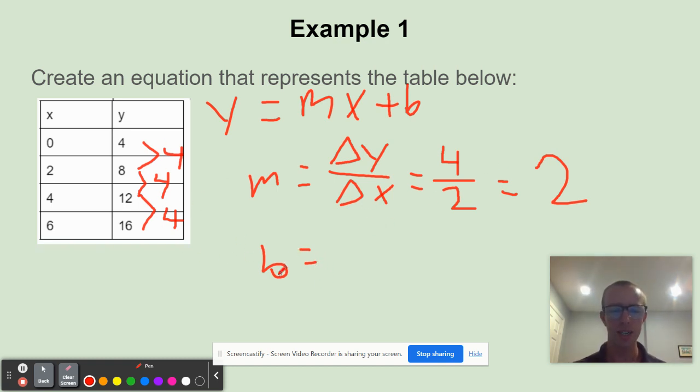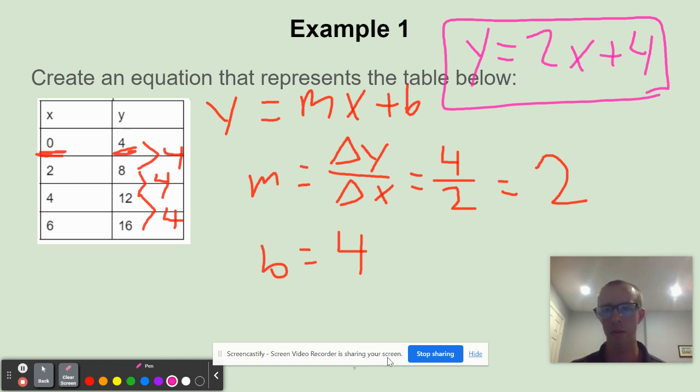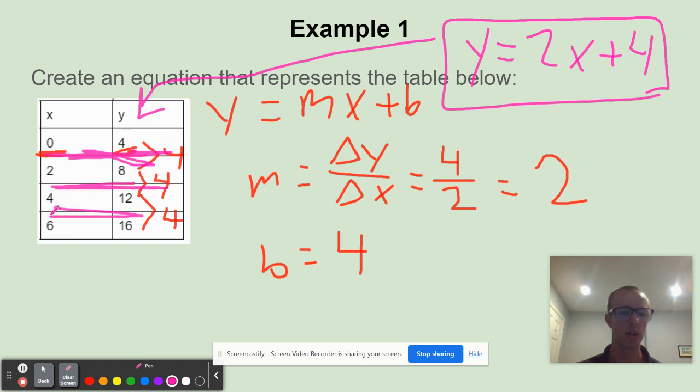Now, to find the y-intercept, b: the y-intercept is the value of y when x is 0. So when x is 0, what is the value of y? Here it's 4. And so we get b equals 4 and m equals 2. Now we can just write an equation: y equals 2x plus 4. I just plugged in my m and b. This equation and this table actually show the exact same relationship. If you plug any of these points into this equation, you're going to get something that's true. These are the same thing, just shown in a different form.